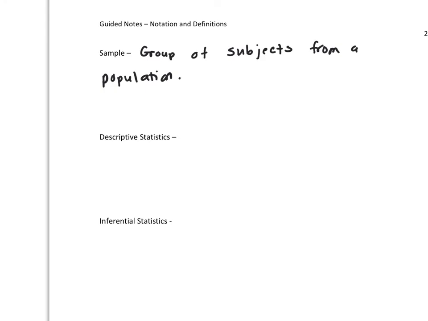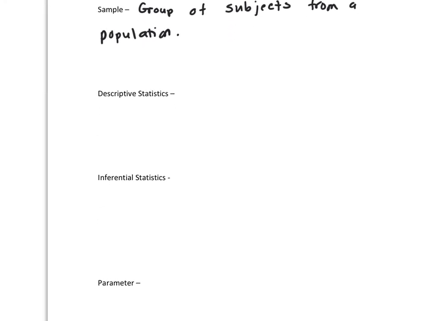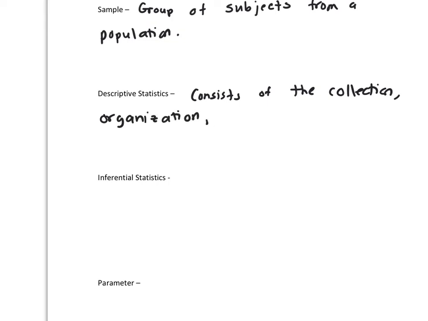All right, there's two types of statistics, descriptive and inferential. So the descriptive is where you organize your data. Consists of the collection, organization, summary or summarization, and presentation of data.